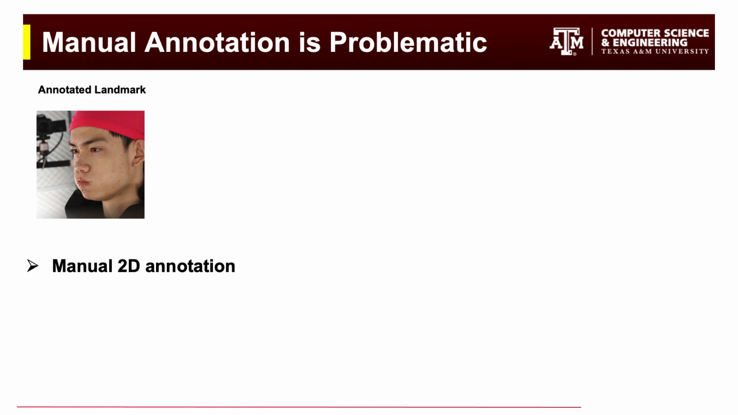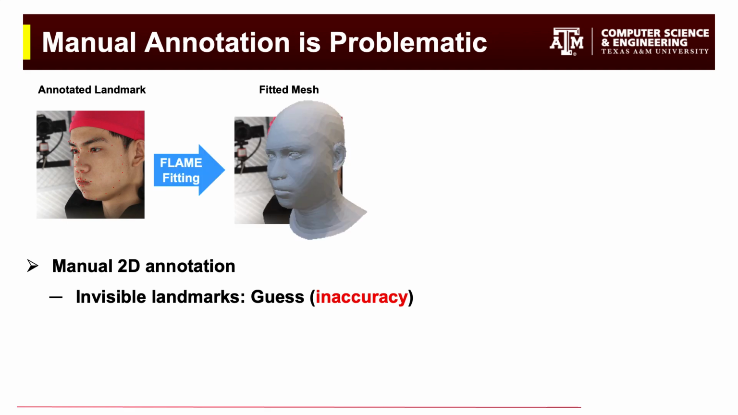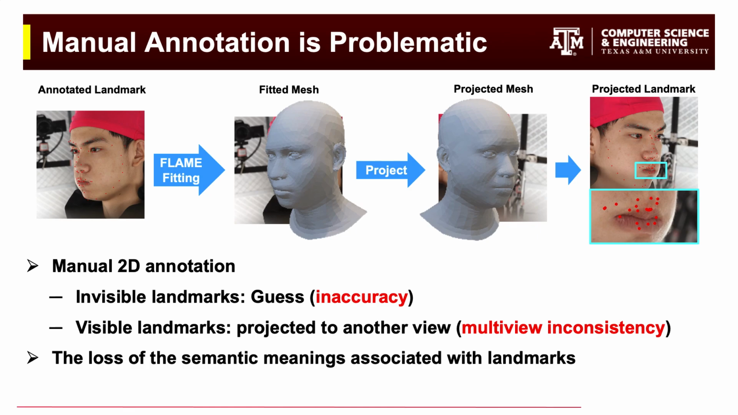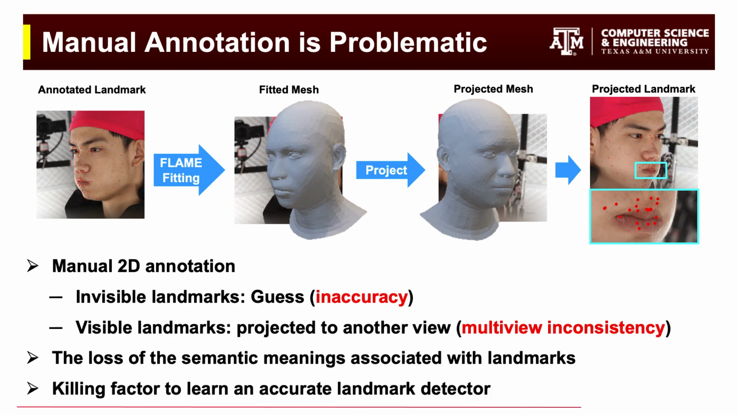First, annotating faces in extreme poses requires guessing the positions of invisible landmarks, which is inaccurate. Moreover, even the visible landmarks are not multi-view consistent. This can be clearly seen when a FLAME-fitted mesh is used to project the landmarks onto another view. This inaccuracy and multi-view inconsistency leads to the loss of the semantic meanings associated with landmarks, which is the key factor to learn an accurate landmark detector.